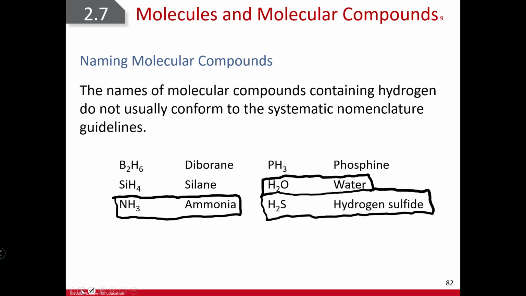Those are the 3 main ones I want you to know. I do want you to know this when it comes up later on. Phosphine is a poisonous gas. And if you don't know what phosphine is, you wouldn't know it's phosphorus trihydride. So make sure you know that one.